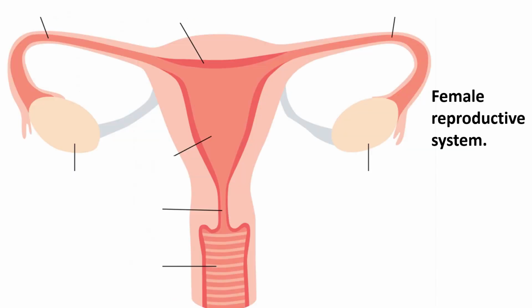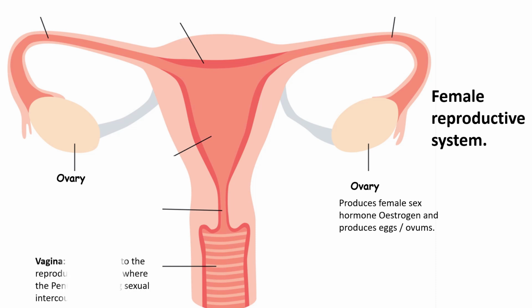Now let's look at the female reproductive system. Pause the video. Okay, let's go through. First off, we have the ovaries, singular ovary. What does the ovary do? It produces the female sex hormone estrogen and produces eggs, otherwise known as ovums.